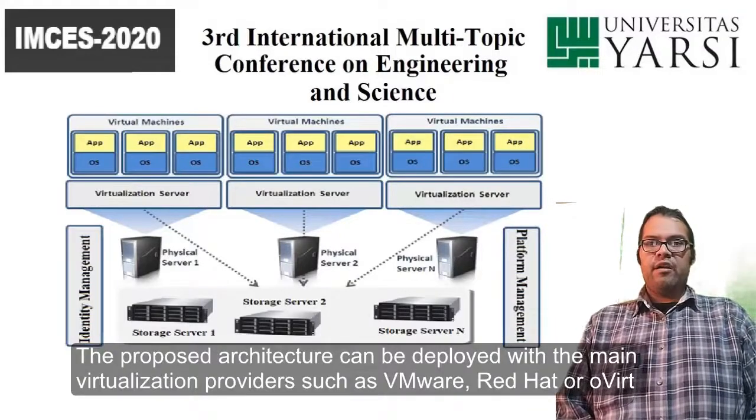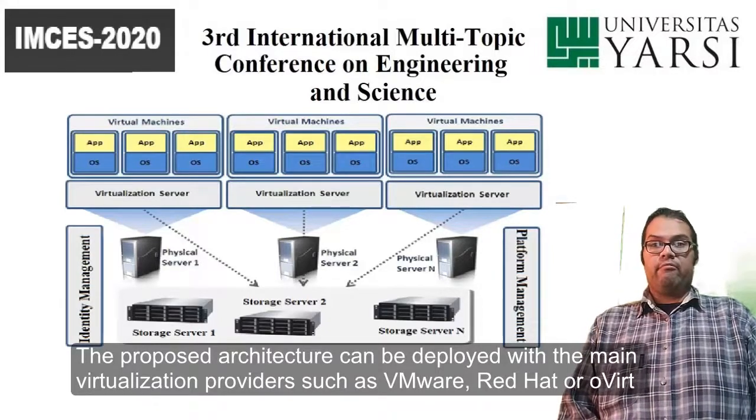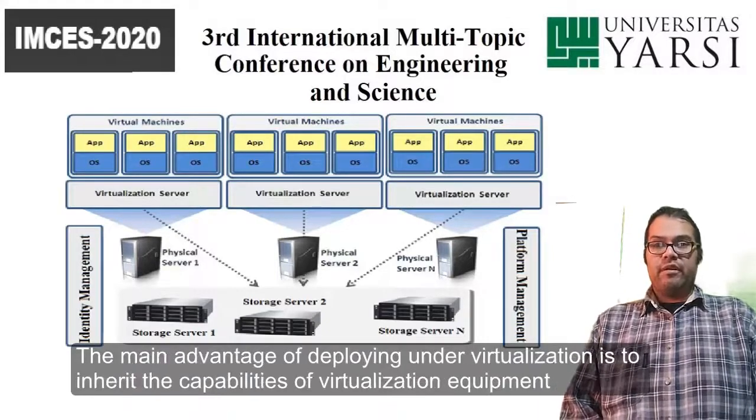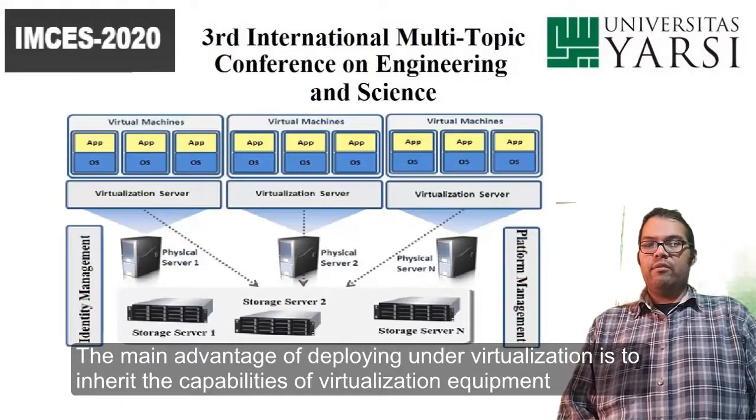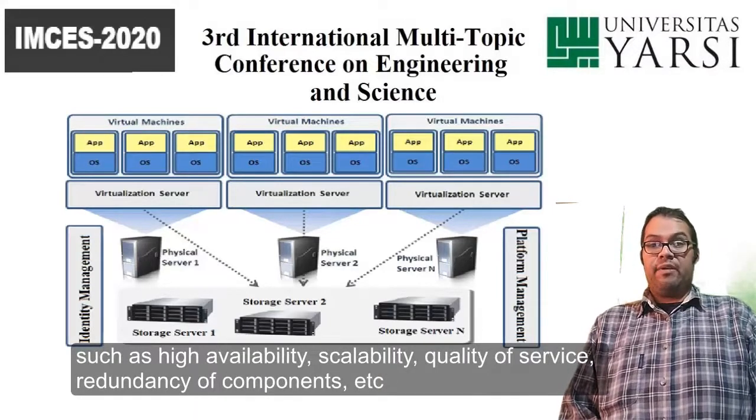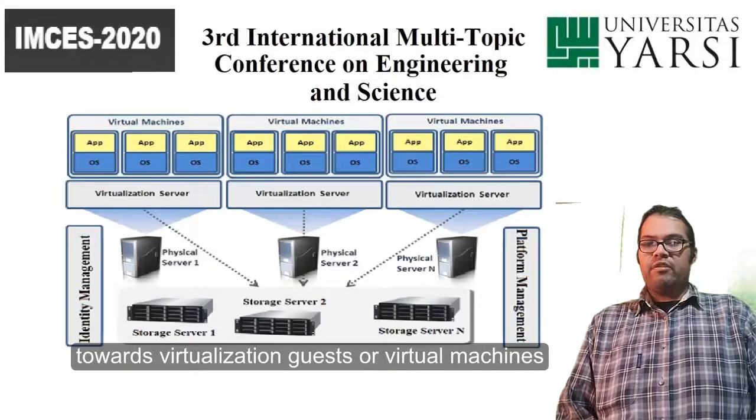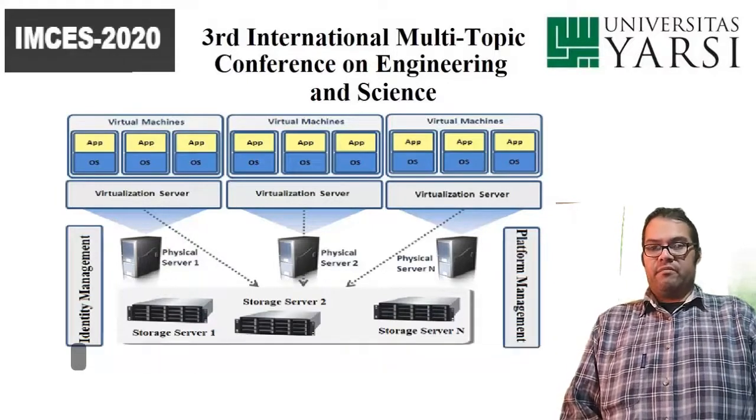The proposed architecture can be deployed with the main virtualization providers such as VMware, Red Hat, or Hyper-V. The main advantage of deploying under virtualization is to inherit the capabilities of virtualization equipment, such as high availability, scalability, quality of services, redundancy of components, etc. Software is deployed on a virtualization guest or virtual machine.